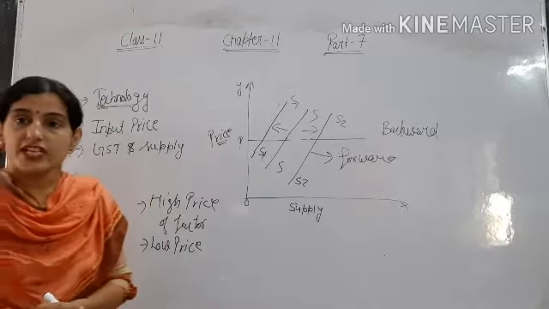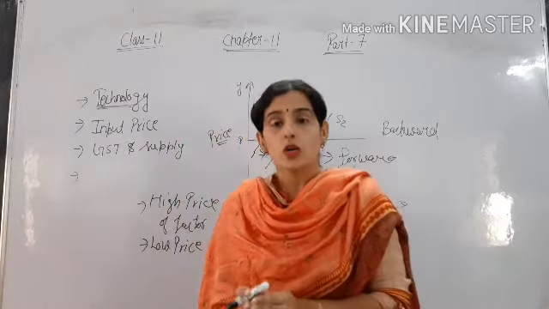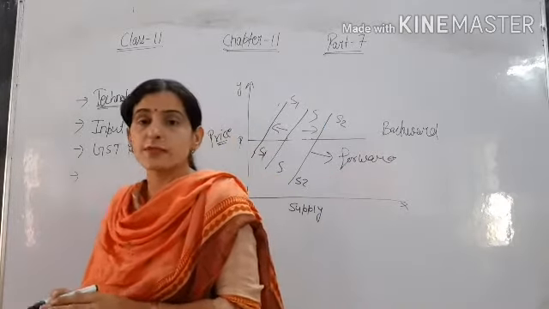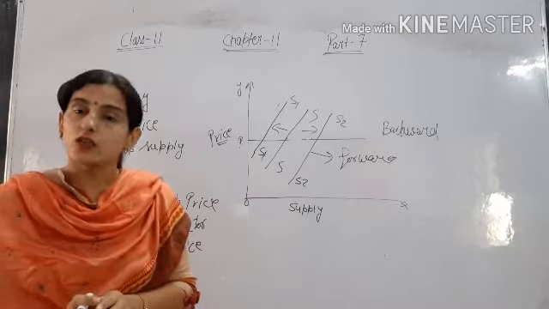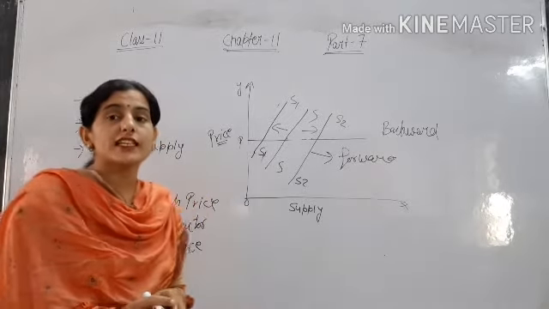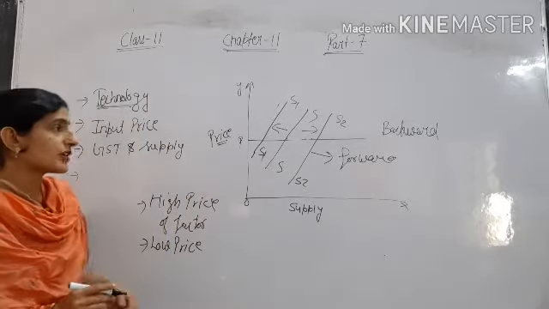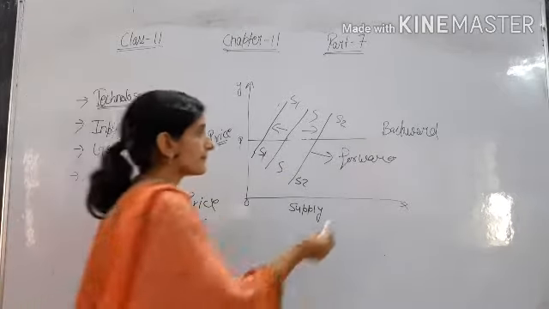So due to a change in price, or we can say due to high cost of production, the producer will supply less because the factors of production are high in cost. And if there is a low price of factors of production, then there is low cost of production, the producer will supply more, and the supply curve shifts forward.